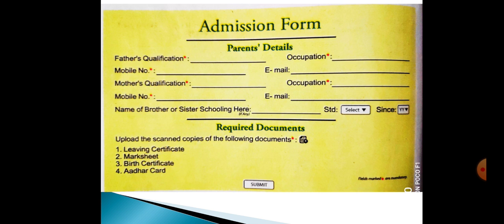Before you click the submit button, check once again your parents' detail information that you wrote on this form, and if all the information is correct, then you click on the submit button. Okay, you fill the online form of admission.